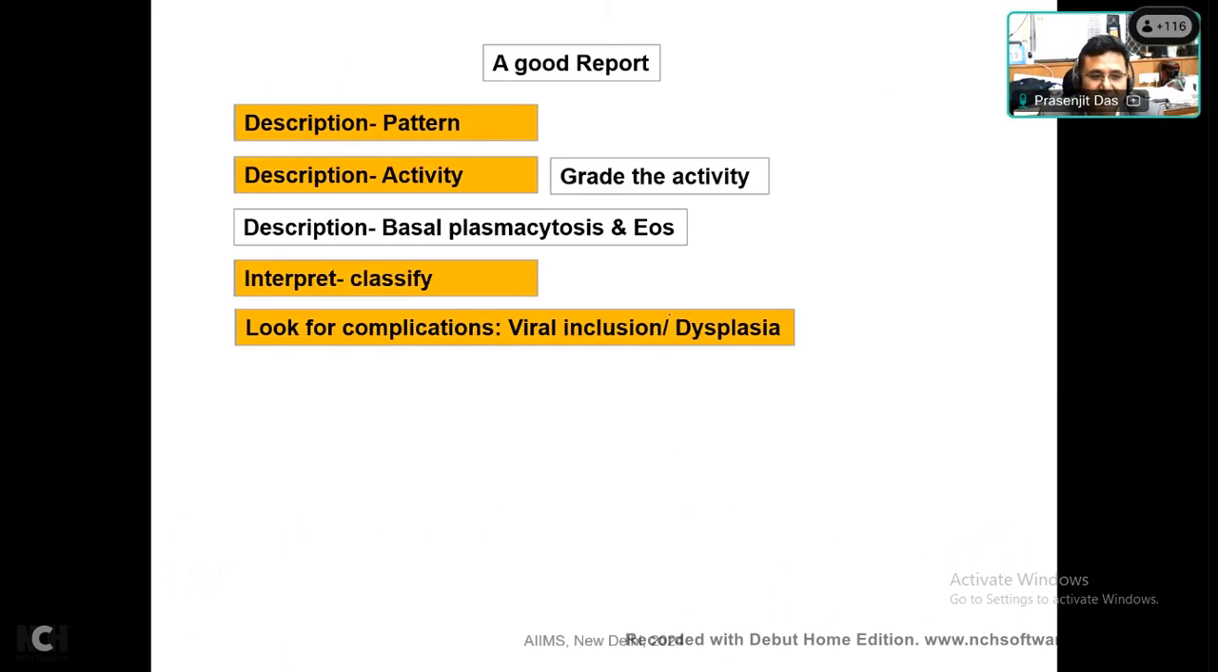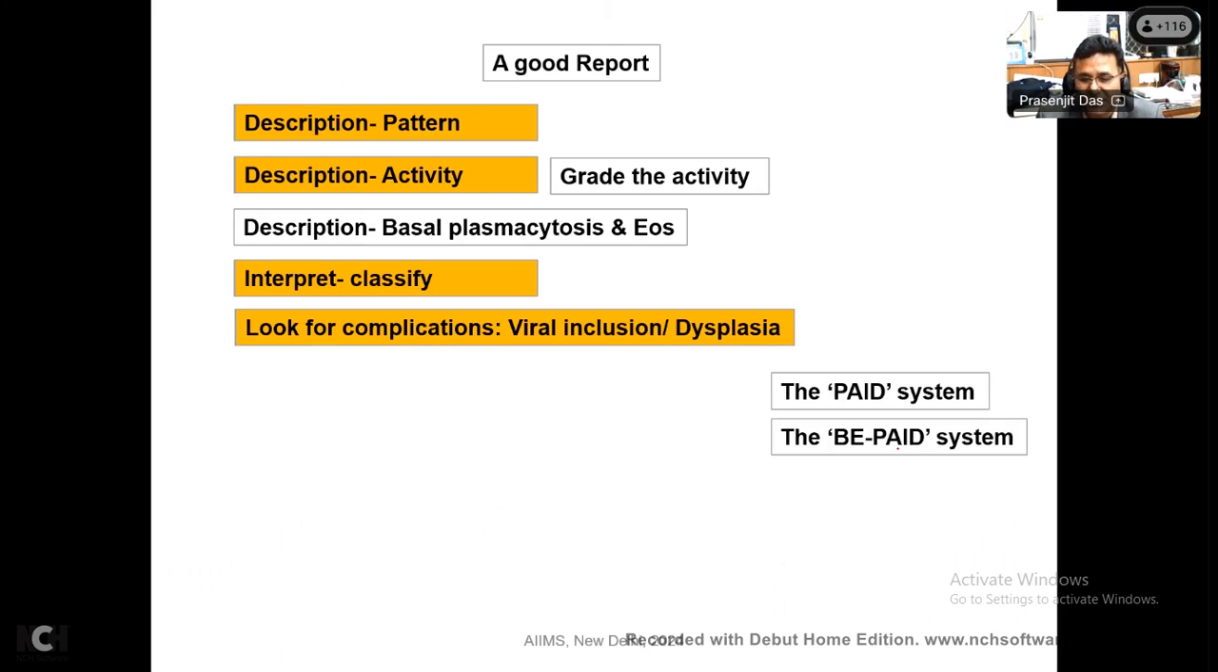And based on this, there was a name given, PAI, and this is the complication, dysplasia. This is called the PAID system of reporting. So in your description, you have to give a description like this, and I call it BPAID. Okay? Why? Because if the clinical question is whether it is IBD or non-IBD, you have to pay attention to basal plasmacytosis and eosinophilia. So it is my terminology, BPAID, you have to remember. Along with that, these two findings you have to remember.